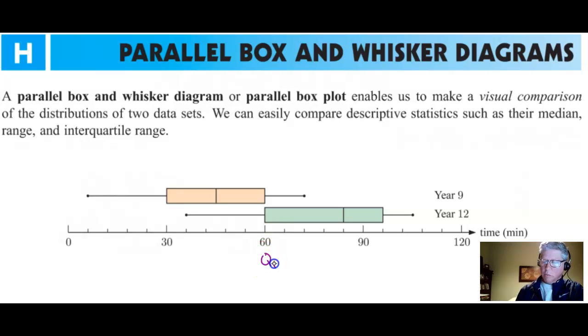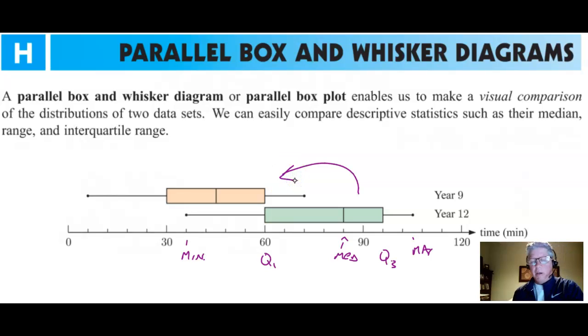This would be quartile 1, this would be quartile 3, this would be the median, this would be the min, and this would be the max. So then maybe you compare that against this. But basically what I want you to do is just lean back and say, it looks like year 12 has more. And maybe you say how much more, but that's really it.